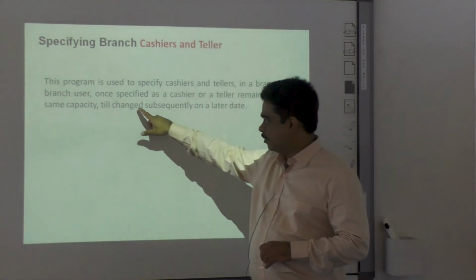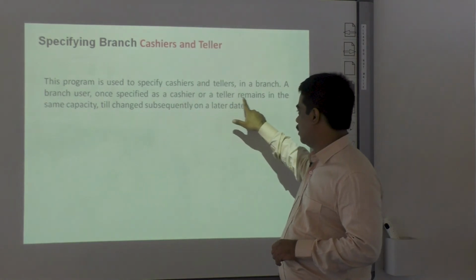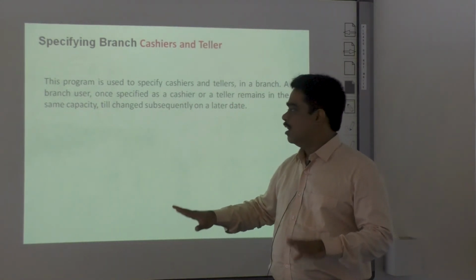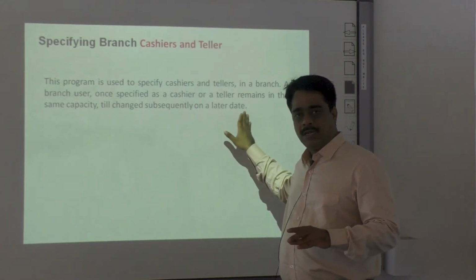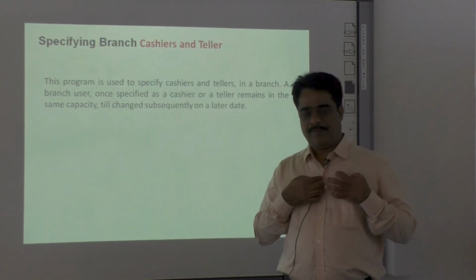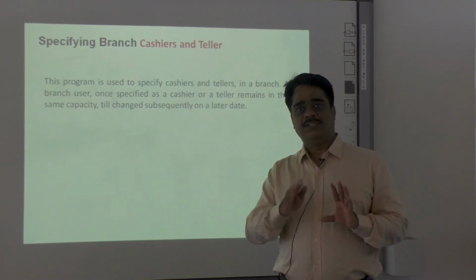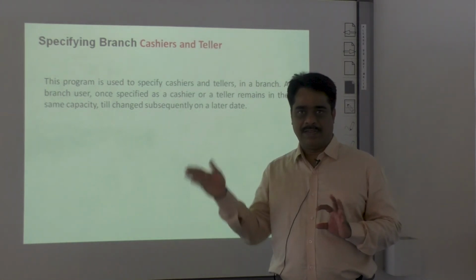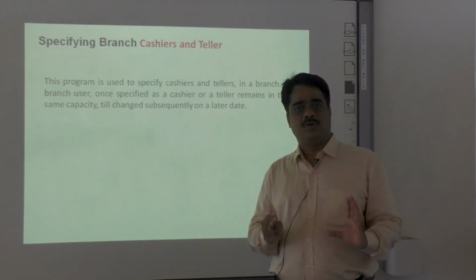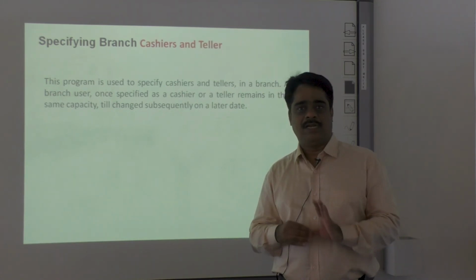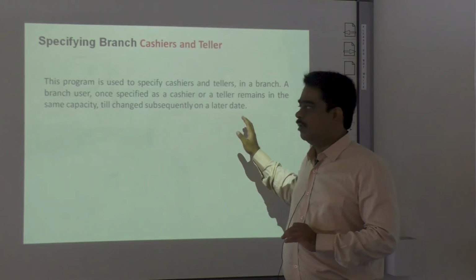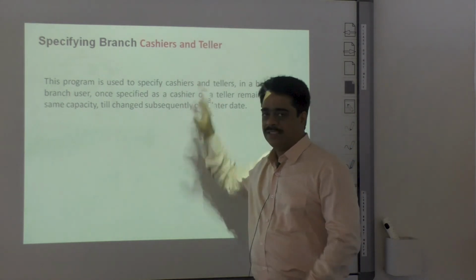A branch user, once specified as a cashier or teller, remains in the same capacity till changed subsequently on a later date. So, once I have been made a cashier, until I am changed to a different role on a later date, I will be able to do the cash related activities. So, that is the meaning of specifying the branch cashier and teller.